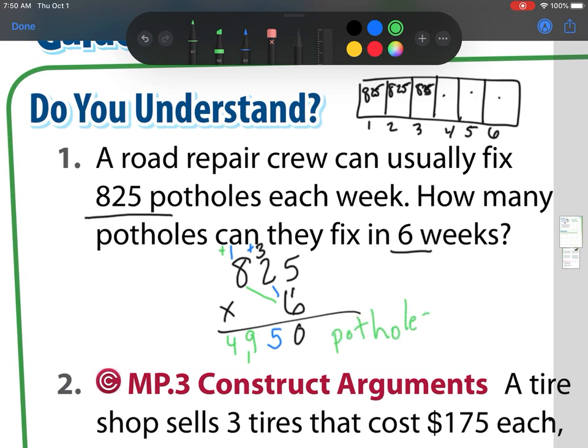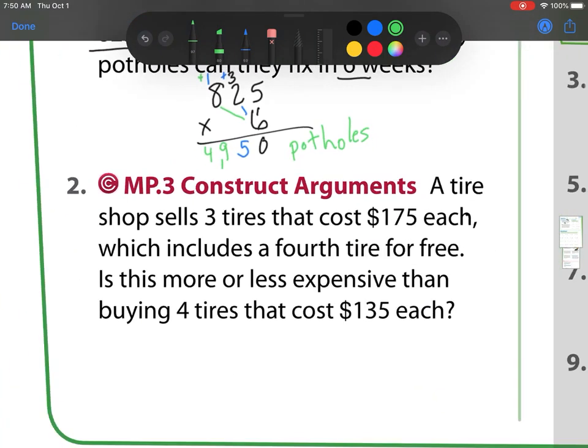So now let's head on to number 2. Oh, but let me put that label since it is a word problem. A tire shop sells 3 tires that cost $175 each, which includes a 4th tire for free. Is it more or less expensive than buying 4 tires for $135? Let's see. Let's buy those 3 tires and get the 4th one free. So 175 times 3, and this one I'm going to use partial products.